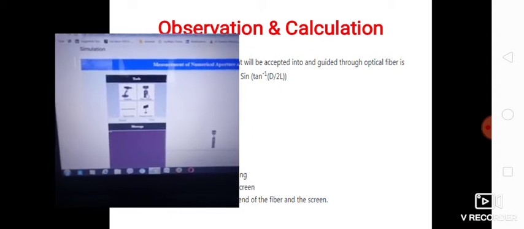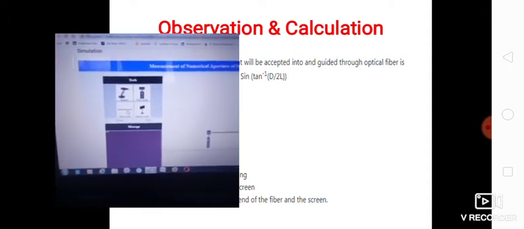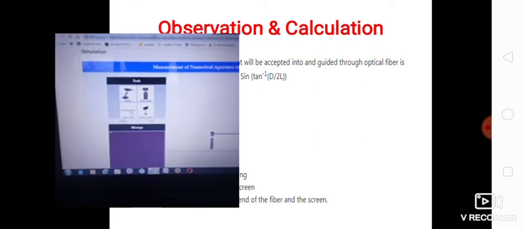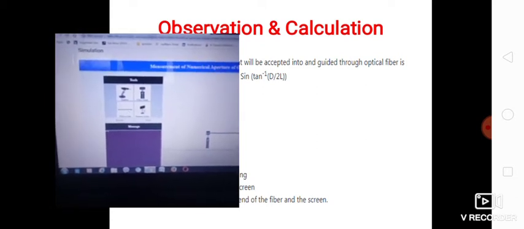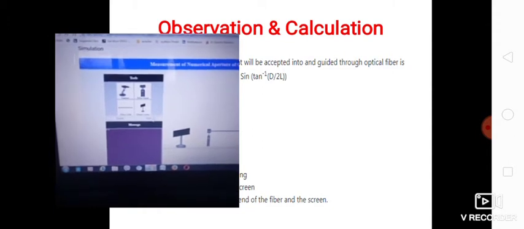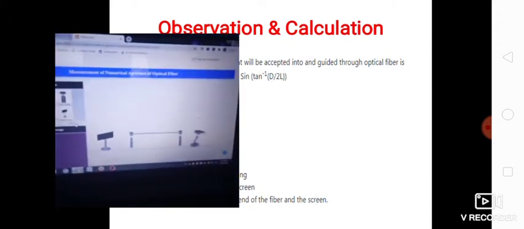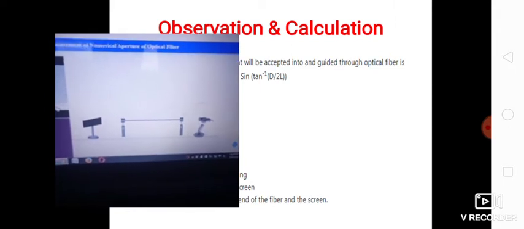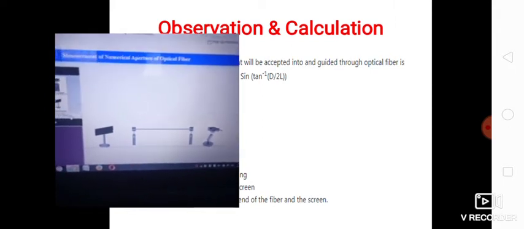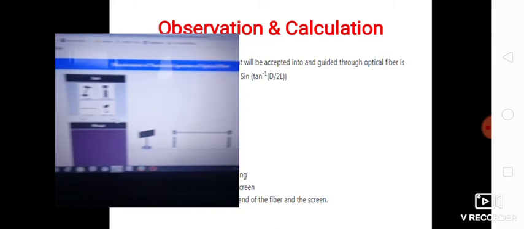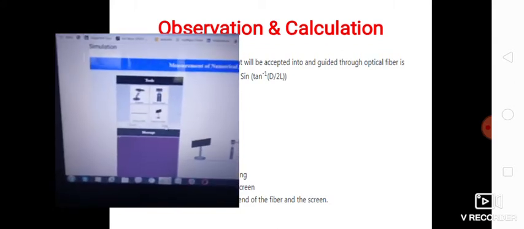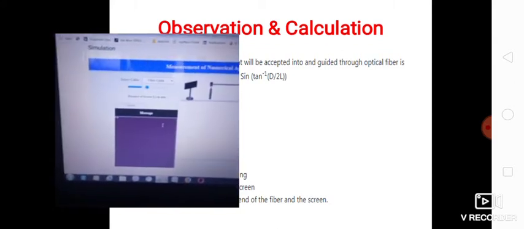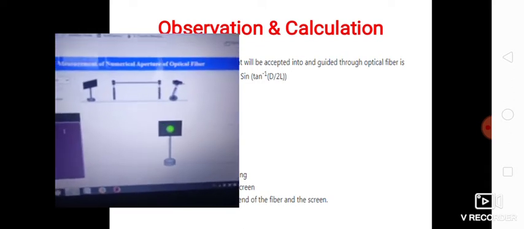The emitter is placed. Next, the emitter fiber stand. I have clicked it. Two stands come, because to carry a fiber, two stands are required. The next step is to take a fiber. Now the fiber comes. After that, what is required? The screen, the output screen. I have clicked it, and the screen comes. Now my setup is ready. You can see here the emitter, the fiber stand, and the fiber in between the stands and the screen. Now I am going to click on start.